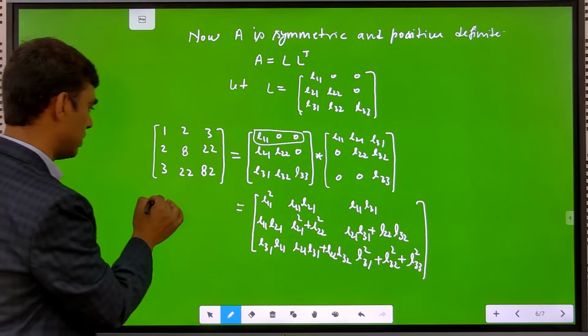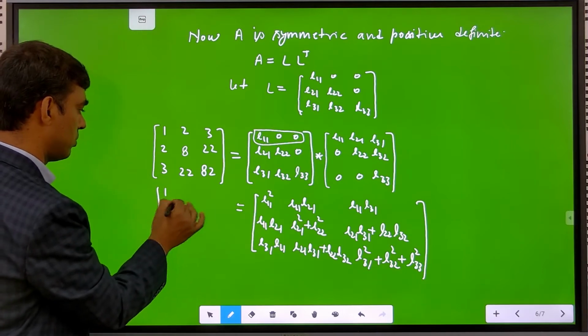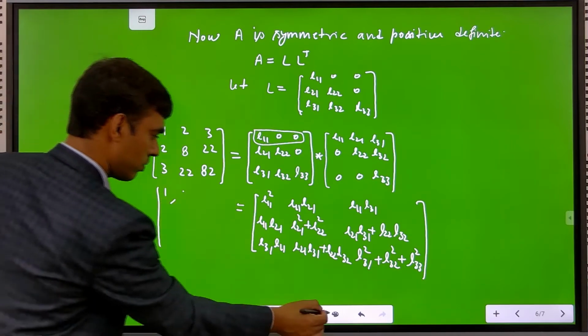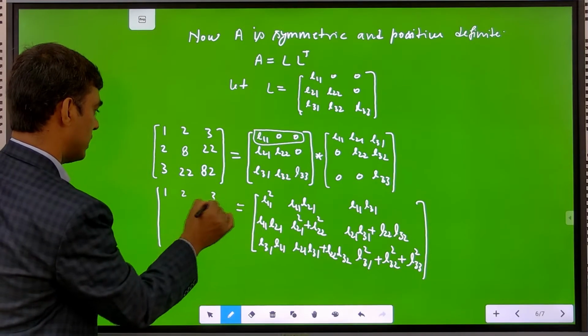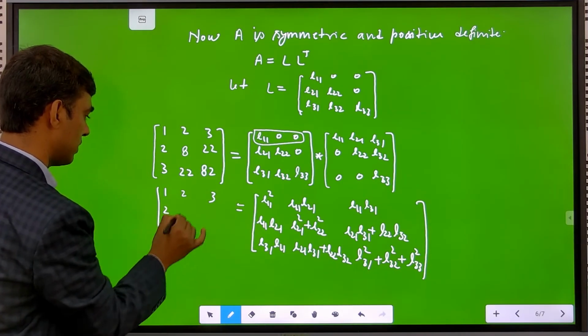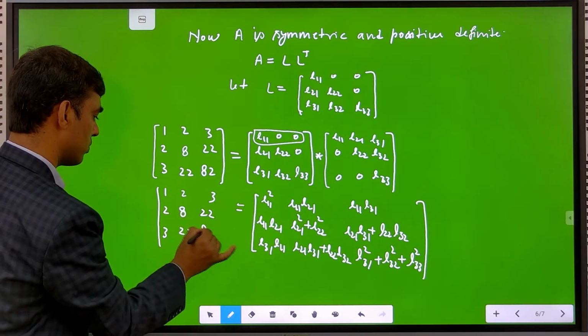And this one equals what? This one equals the matrix 1, 2, 3; 2, 8, 22; 3, 22, 82.